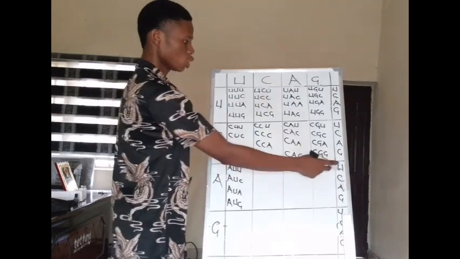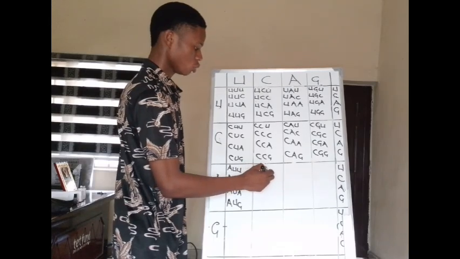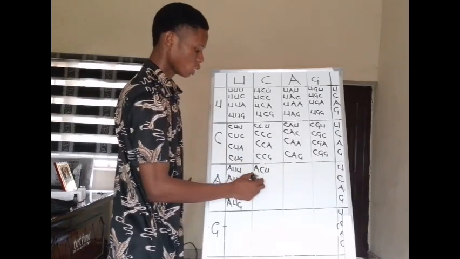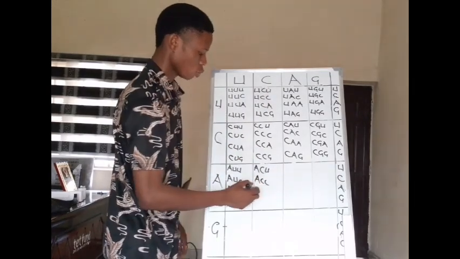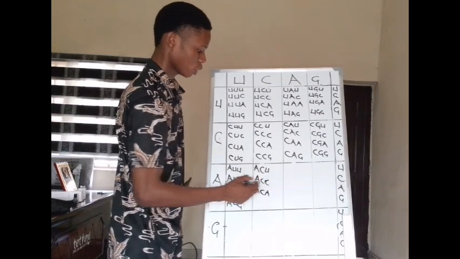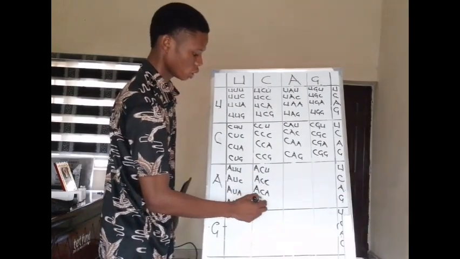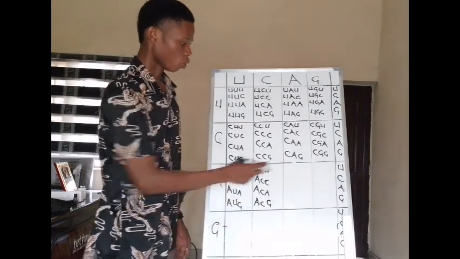A, C, U. This is A, C, C. This is A, C, A. This is A, C, G. Good. Now move on to the next.